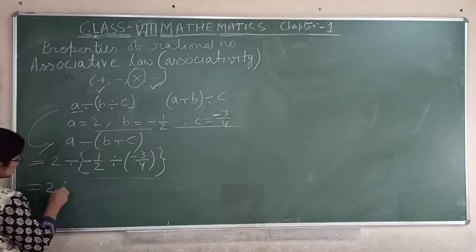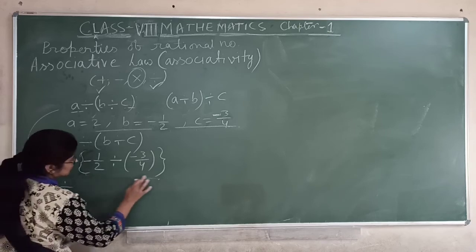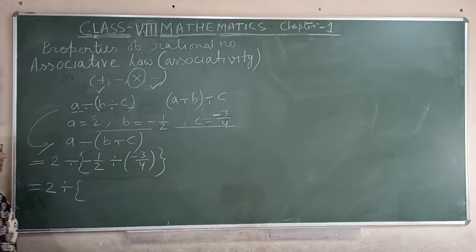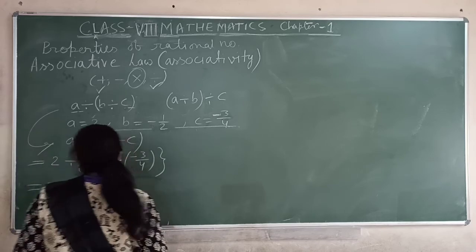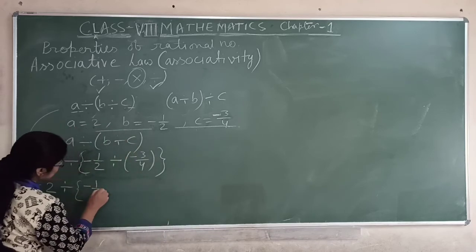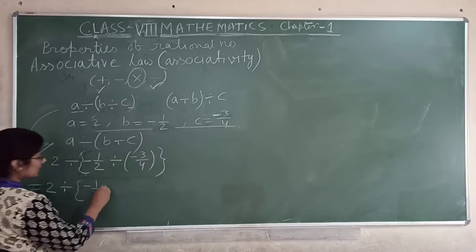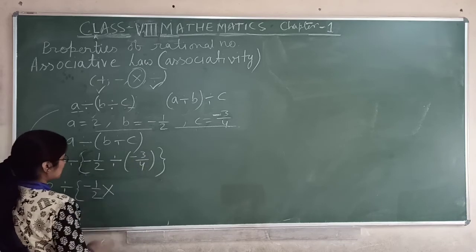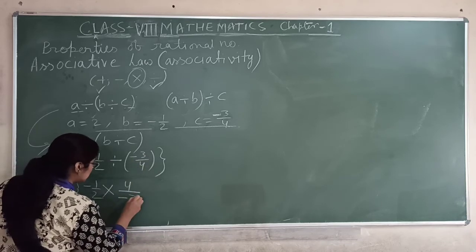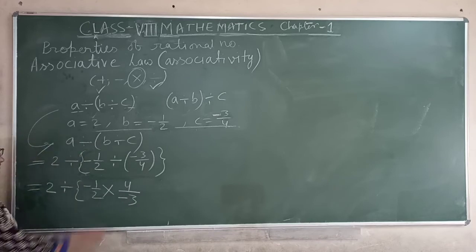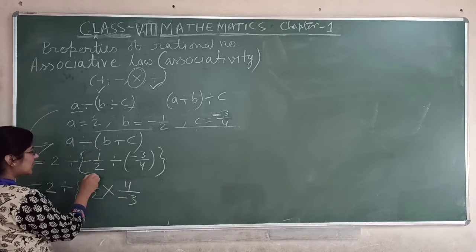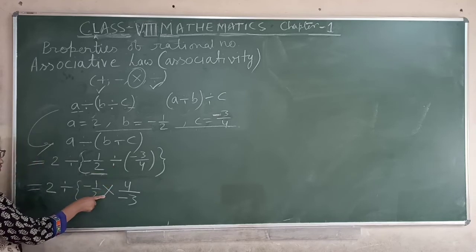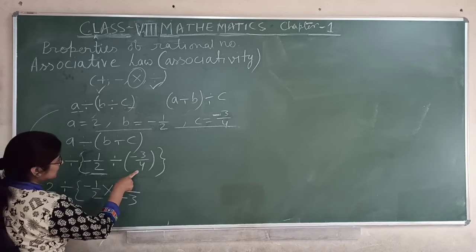In 7th class you learned division. Have you remembered? So minus 1 by 2 stays as it is. The divide sign will be changed into multiply, and we will take the reciprocal of the second one, 4 upon minus 3. First one remains as it is, the divide sign is converted into multiply, and we take the reciprocal of this one.